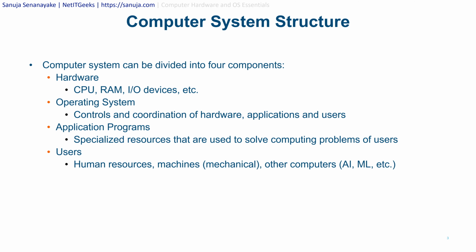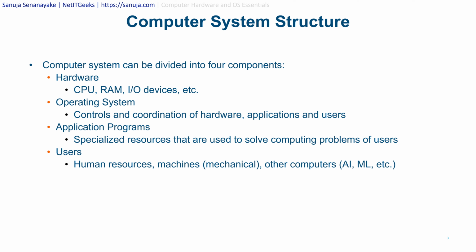Computer system structure. A computer system can be divided into 4 components: hardware, operating system, application programs, and users. Hardware includes things like CPU, RAM, input-output devices, mainframe components, etc. The operating system controls and coordinates hardware, applications and users, while application programs are specialized resources that are used to solve a computing problem or problems of users.